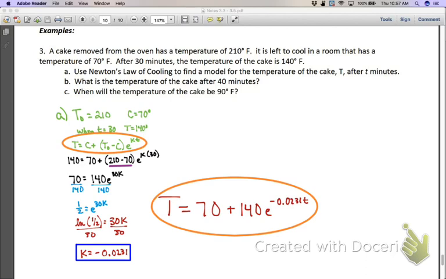Obviously, one thing changes: if we turn up the thermostat from 70 degrees to 75, it's going to completely change everything. But this is just for this one exact case of the cake being pulled out at a certain temperature and going from there.